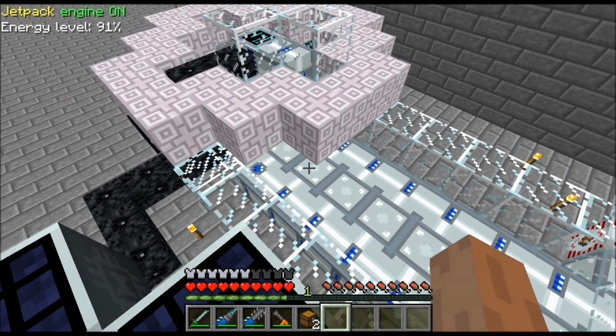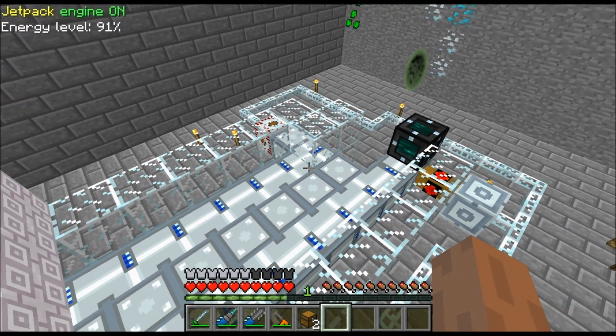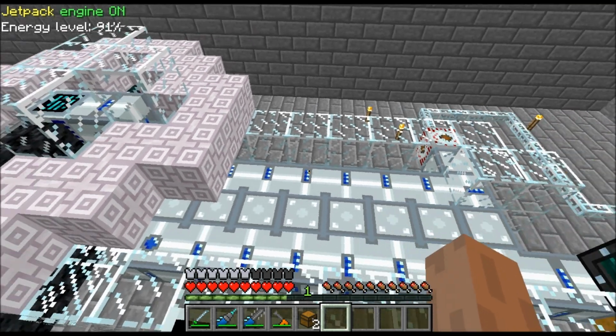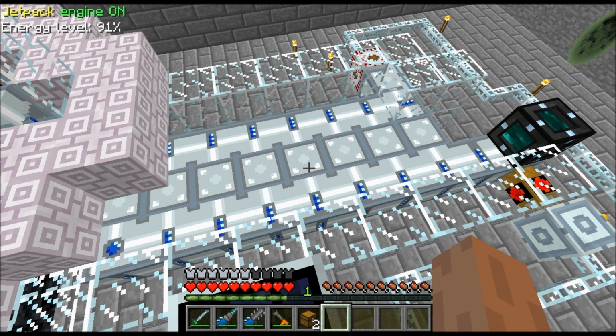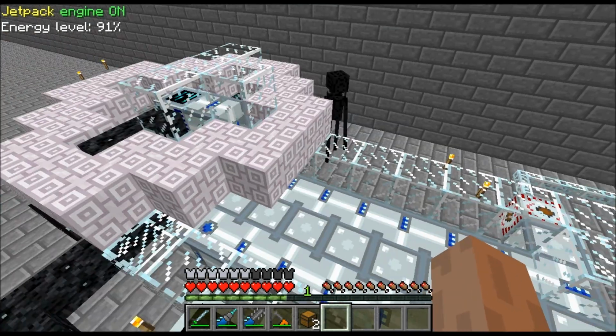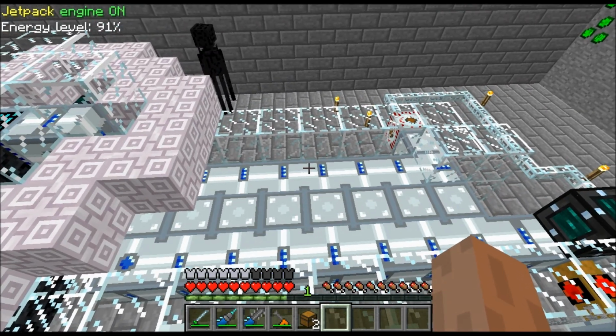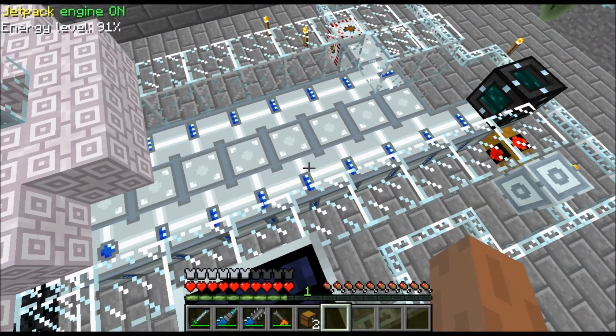And then these right here are super condensators. What they do is convert the 1 million EU per tick down to 8,192? 8,000 something EU per tick. Stupid Enderman. I hope he jumps on this. That'd be hilarious. And then I have that 8,000 line right here.